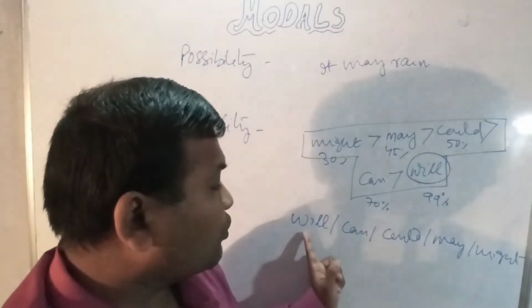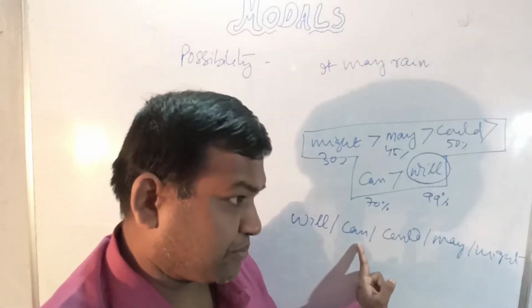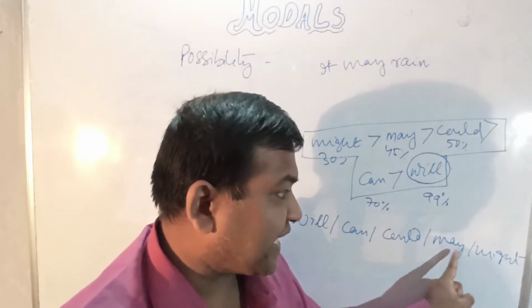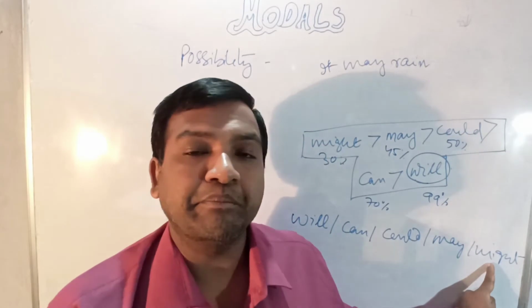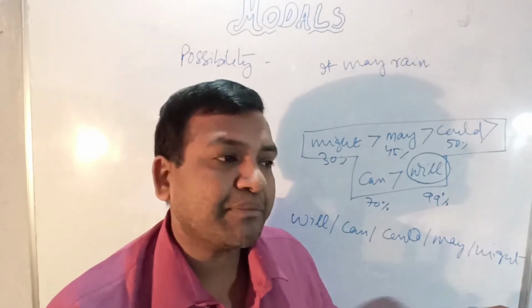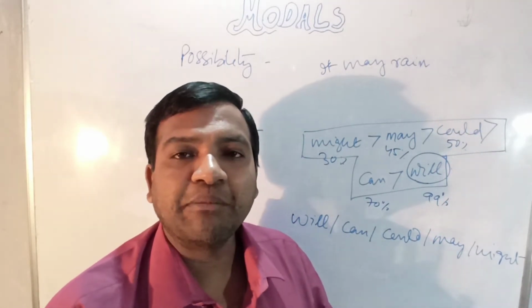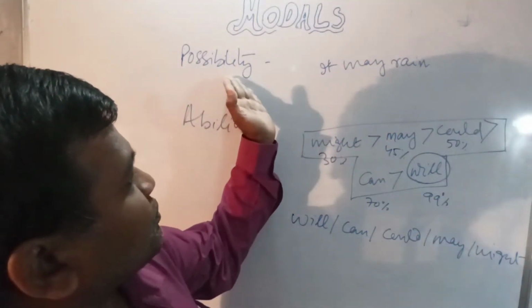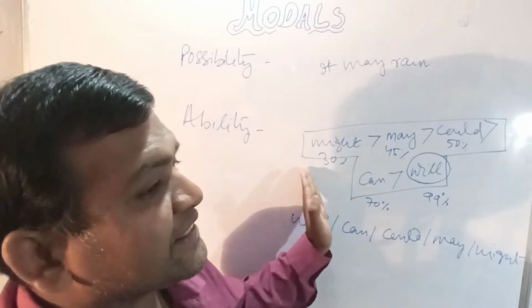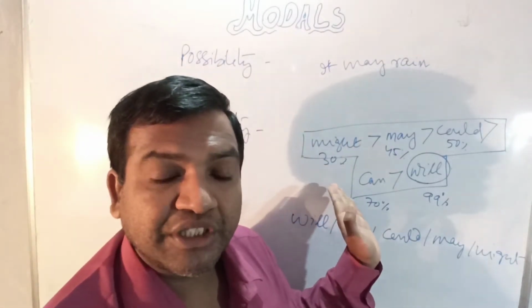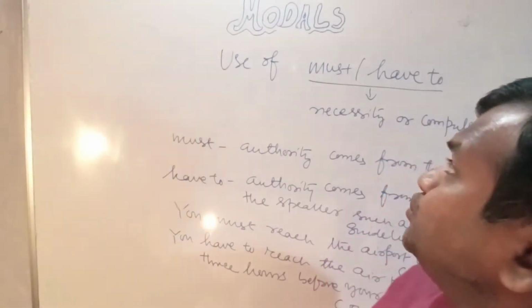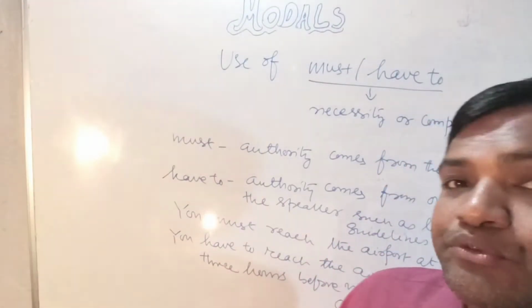So will is more possible, can is less than that, could less than that, may less than that, and the least one is might. If might is there, that means near about no possibility is there. So keep it in mind: when we are talking about possibility or ability, these things are to be used. Now let us see the use of must and have to.